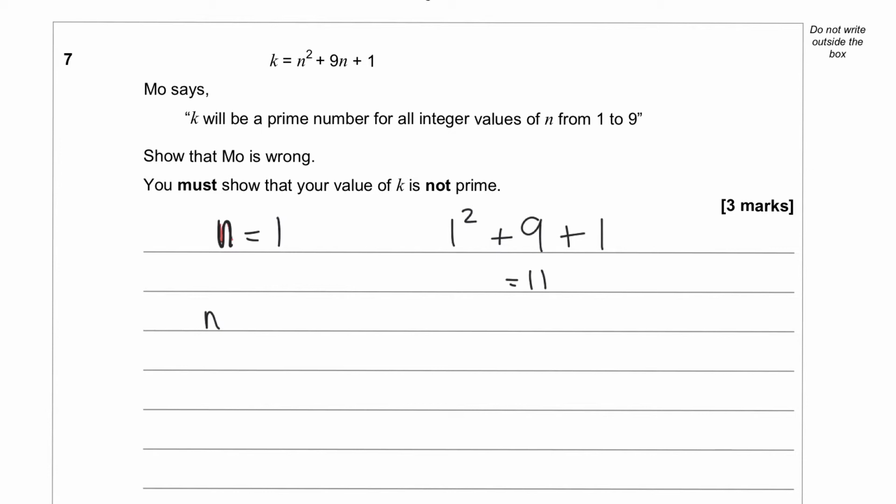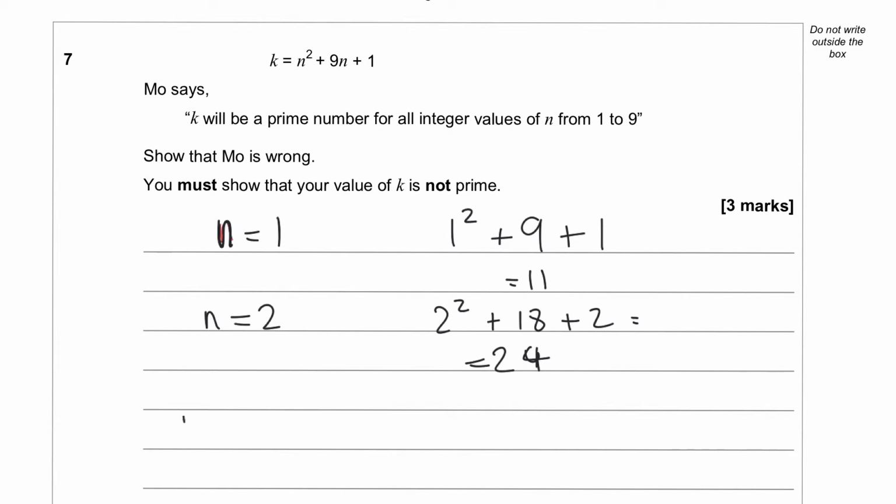And then if we have a look at when n is equal to 2, so 2 squared plus 18 plus 1. 2 squared is 4. Again, you could just put this all into your calculator, I'm just working it out in my head. So 4 plus 18 plus 1 is 24, and we know that 24 is not a prime number.